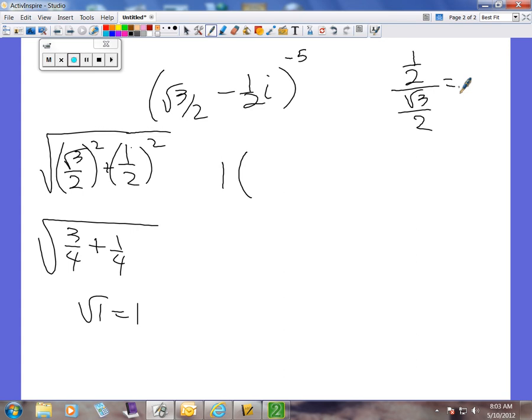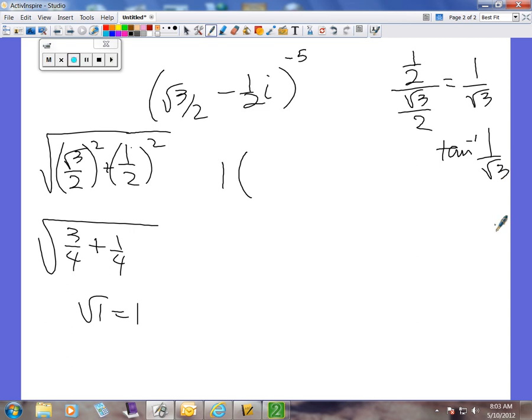It's going to be 1. Yes. What do you do when you have a fraction divided by a fraction? Multiply by a reciprocal. So the 2's will cancel, leaving you 1 over square root of 3, won't it? Now we're going to do the tangent inverse of that.